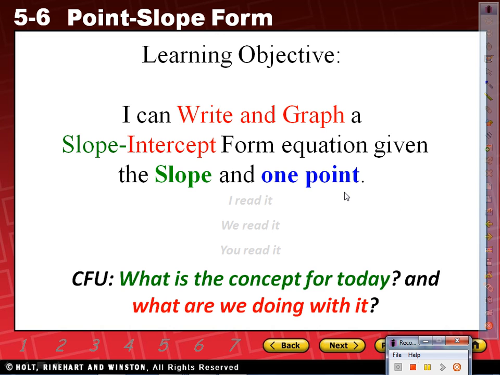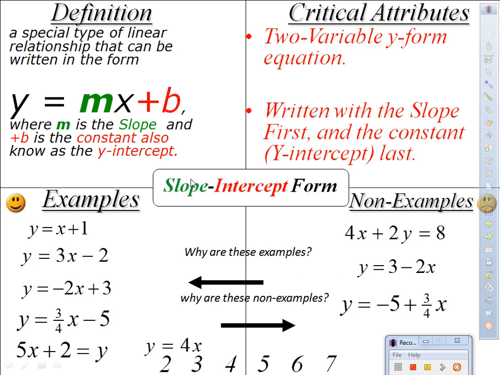Okay, so we don't need a Frayer model for today because we already know what slope-intercept form looks like. Slope-intercept form, we said, is y equals mx plus b. Remember that? Yes. All right. However, we do need to know what point slope looks like. So copy this down, please. Steps.